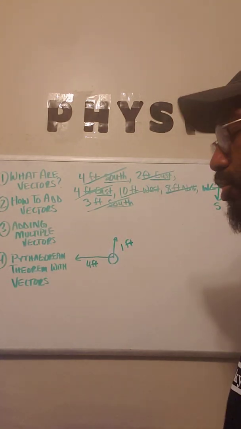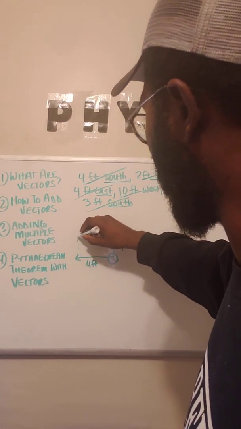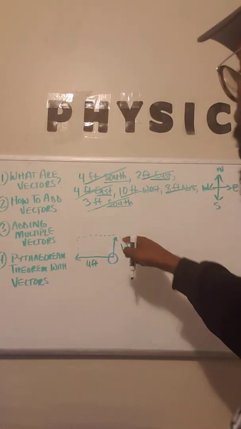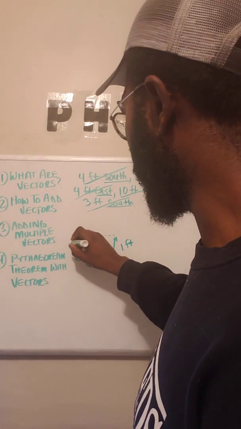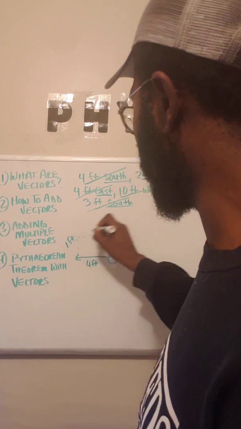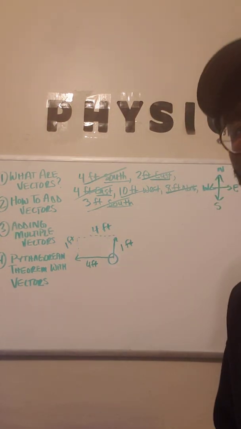Second step is to create a rectangle. So I'm going to put some dashed lines and complete a rectangle here. Okay. So on a rectangle, opposite sides are equal. So I'm just going to go ahead and fill in the other sides of this rectangle.